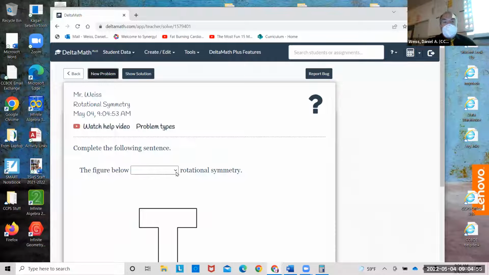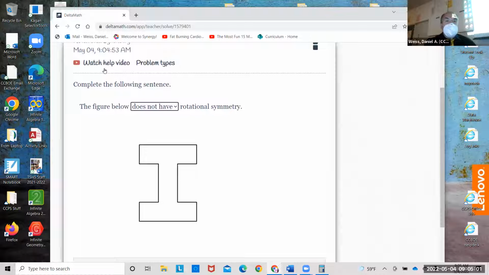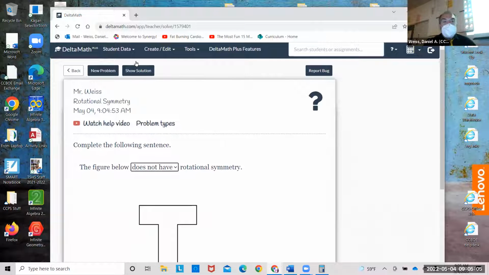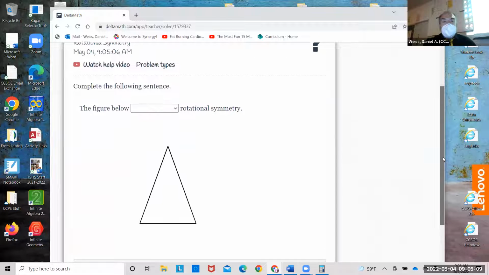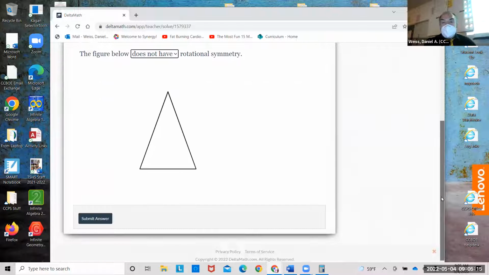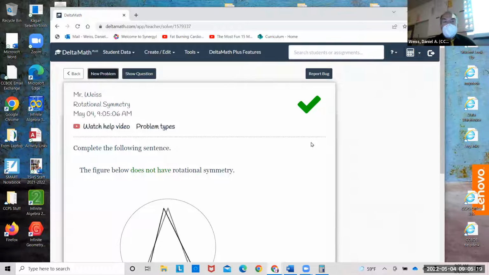Does this one have rotational symmetry? Nope. Oh, sorry, that one does, never mind. Thought it was a T. This one does not have rotational symmetry. Okay. That's how that works.